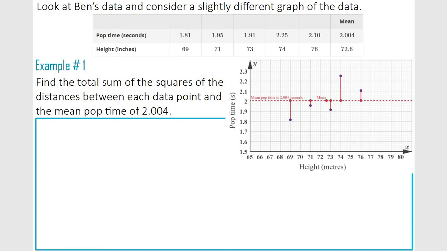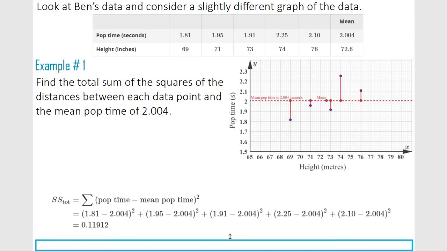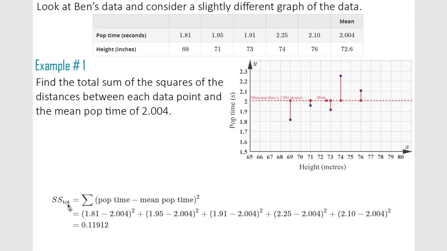Because now we're going to look at it from a different angle. We're going to find the total sum of the squares of the distances between each data point and the mean pop time. So we're looking at the average pop time, and now we're looking at the differences between those values. Interesting. Now notice how I write it, the notation SSTOT, the total sum of the squares. So it's going in the other direction.